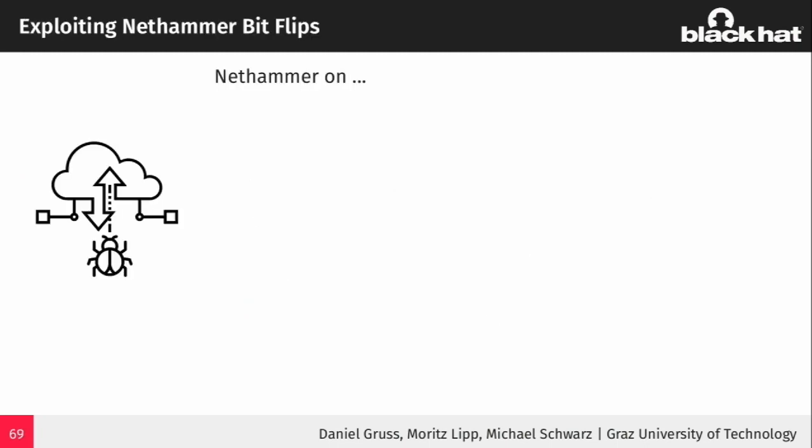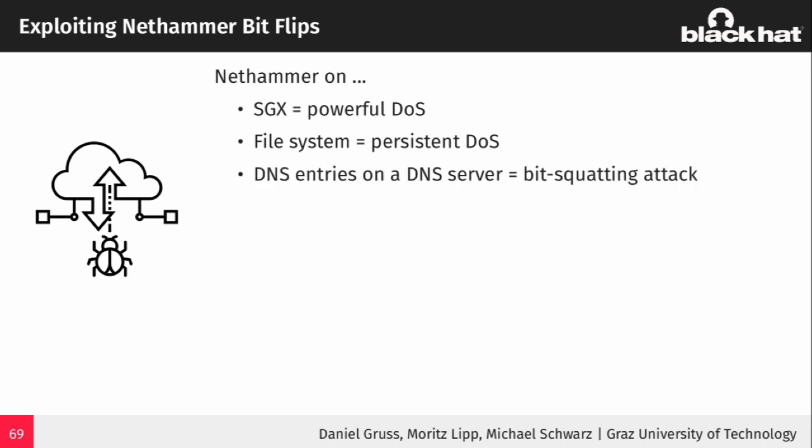So how can we exploit that? We can, of course, do the denial of service with SGX again. Yeah, we can also do denial of service by flipping a bit in the file system. Happens quite often if we run a NetHammer attack, unfortunately. Or we flip something in a DNS server and do a bit squatting attack. Or in an OCSP server and make our invalid certificates great again, making them valid again.